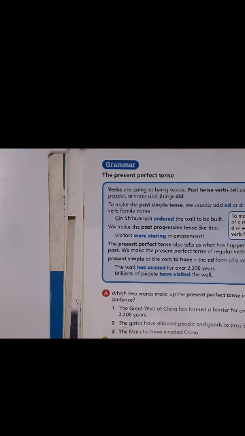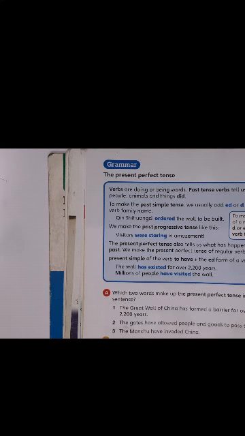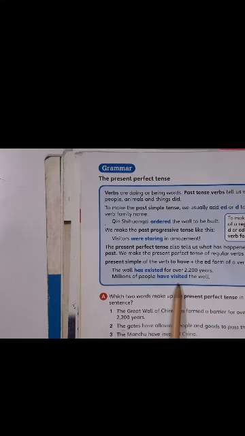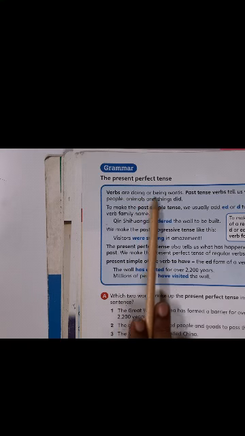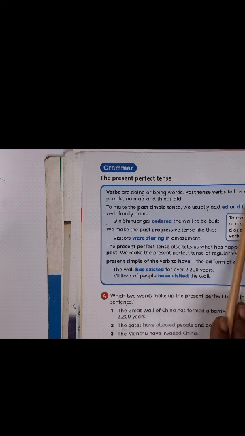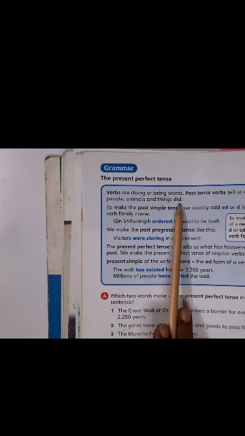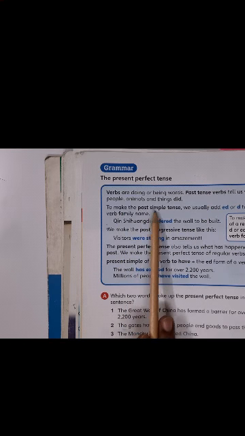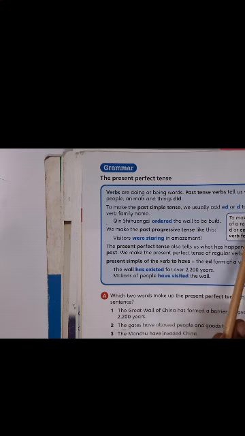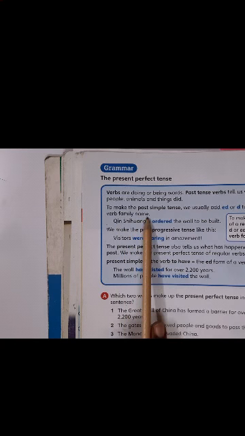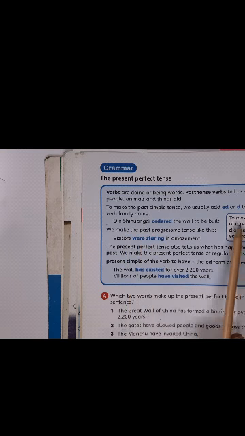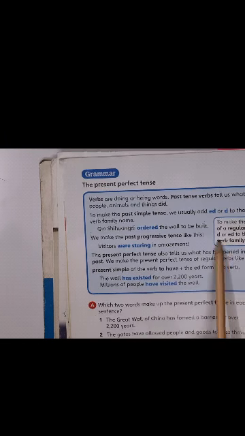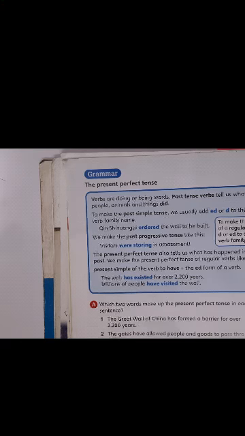That was a quick revision, children. Just a recap because we have done that earlier. The present perfect tense. This is your information box. Verbs are doing or being verbs. Past tense verbs tell us what people, animals and things did. Okay, so the action is over for a past tense verb. To make the past simple tense, we usually add ed or d to the verb family name. Right? Now children, see here, to make the ed form of a regular verb, we add d or ed to the verb family name.